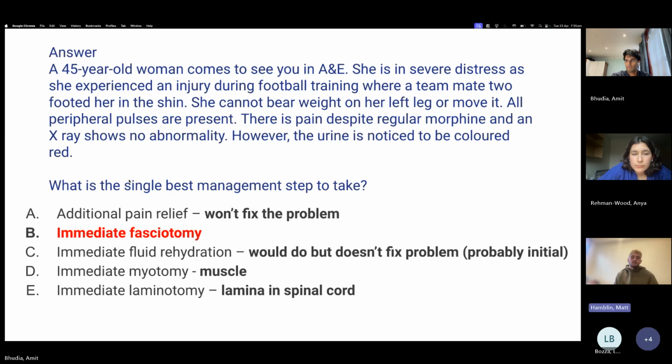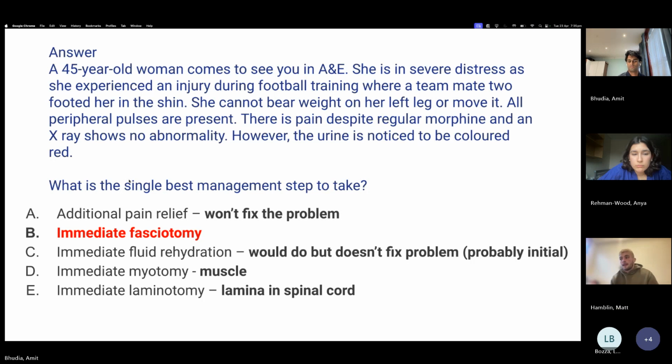So we're going to have to do an immediate fasciotomy. If you see a vignette that says pulses are normal and there's pain out of keeping with a clinical examination, and that's what they're hinting at with the fact that the X-ray shows nothing, and it's also non-responsive to analgesia, you're thinking about compartment syndrome, and you diagnose compartment syndrome by taking intercompartmental pressures. You'll never see it on the wards, but it's just something to learn. And the fact that the urine is noticed to be coloured red is pointing at myoglobinuria.